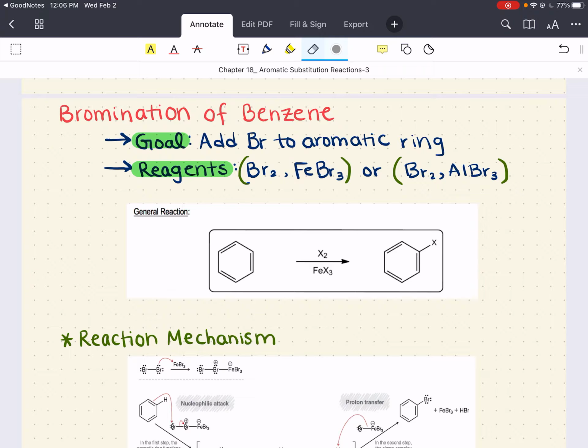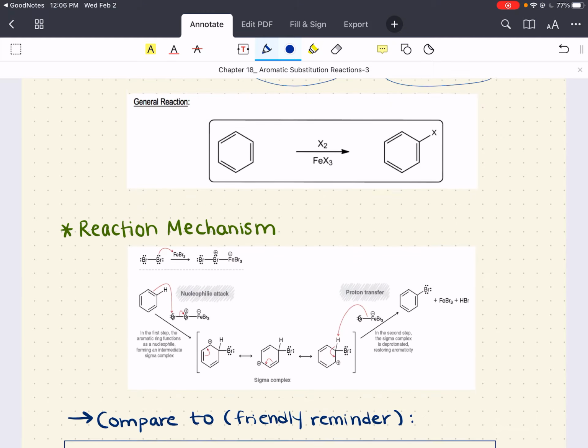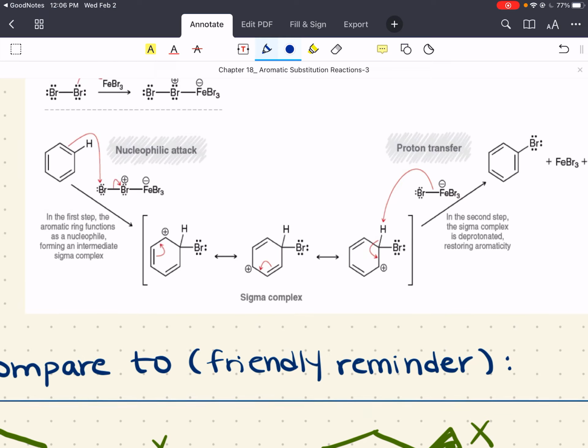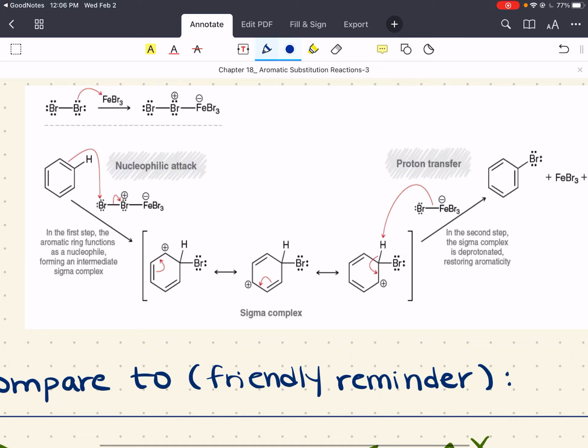Now the goal for this reaction is to add bromine to the ring, and in order to do that we can use either one of these reagents we have listed here. Now, in the mechanism of this reaction, we first form a catalyst, and it is this catalyst complex that serves as an electrophilic agent that pretty much initiates and achieves bromination of the aromatic ring.